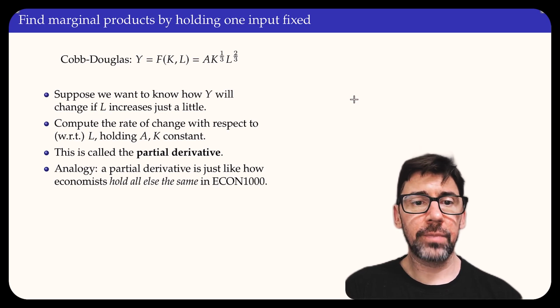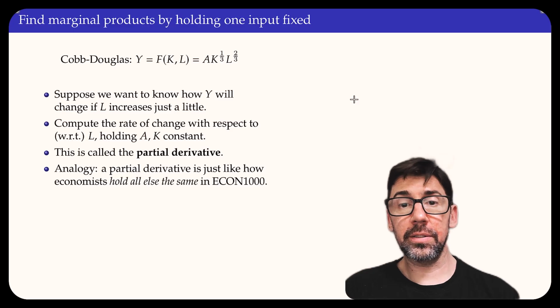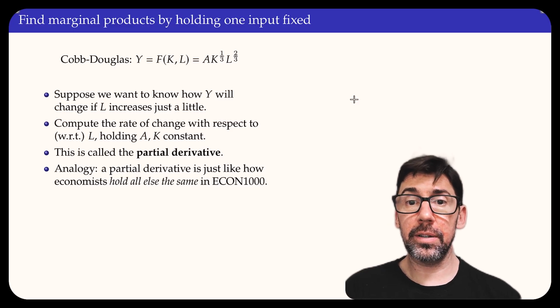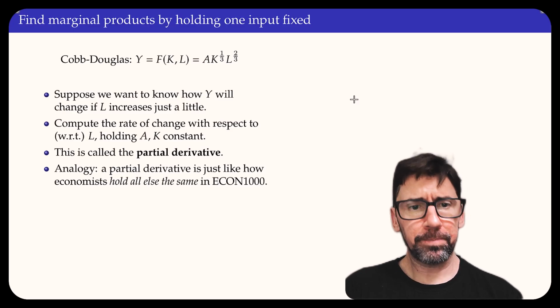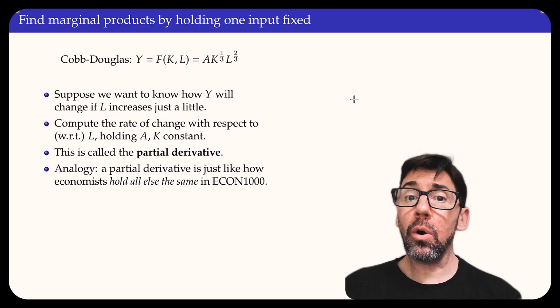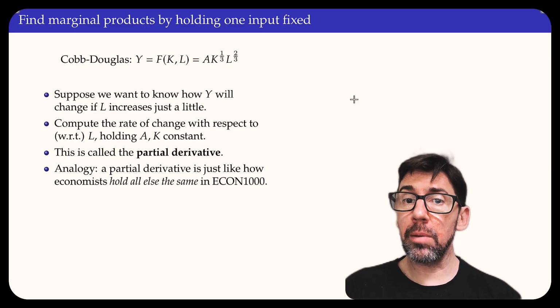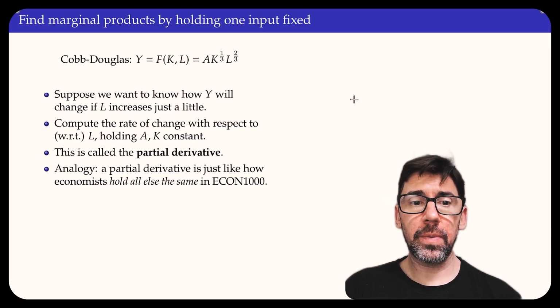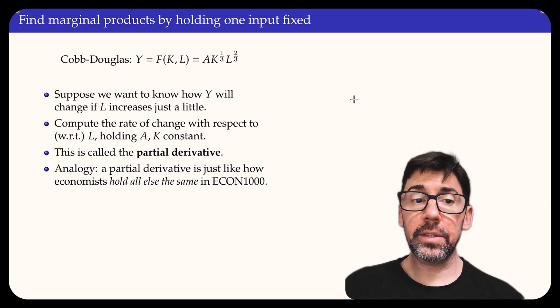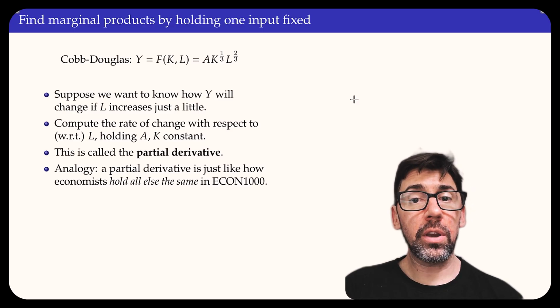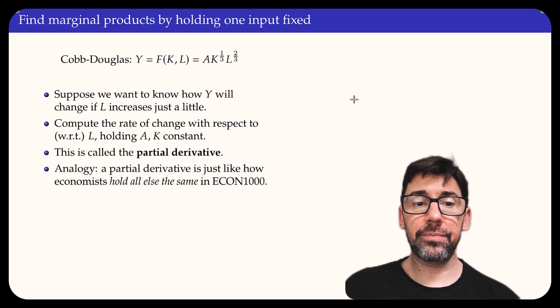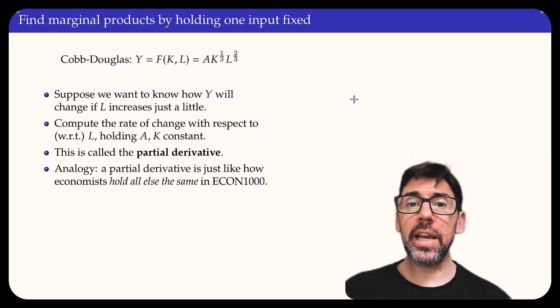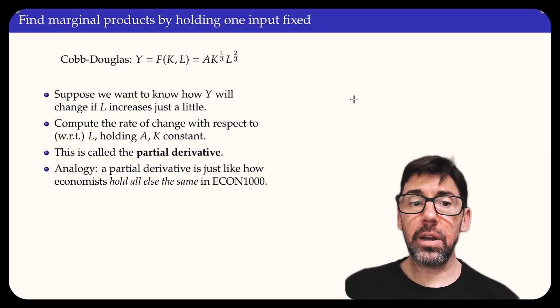constant. Now, usually A is a constant, so it's never allowed to change. But here we're going to hold K constant, even though it's a variable and by definition it's allowed to change. But we're going to hold K constant here. When we find the derivative of y with respect to L, and we hold K constant, this is called the partial derivative.